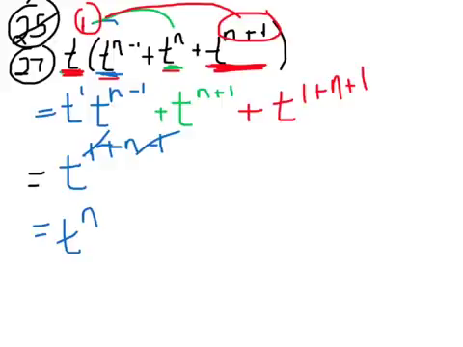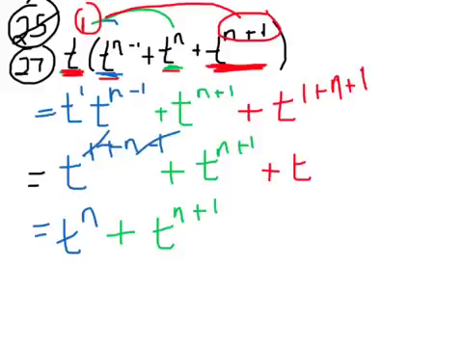Let's go to the green term. You put the plus in between each of these. That's t to the n plus 1. Can't do much more with it than what's already there. Okay, let's go to the last term. Now I have t to the 1 plus n plus 1. That would be t to the, if I add the 1 and 1 together, I'd get n plus 2. So we've got t to the n plus 2.